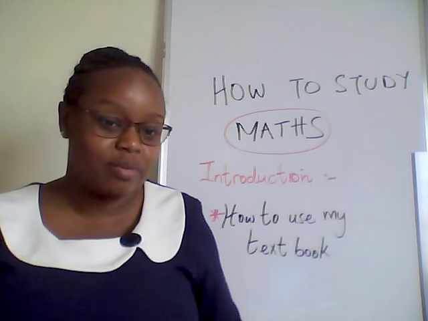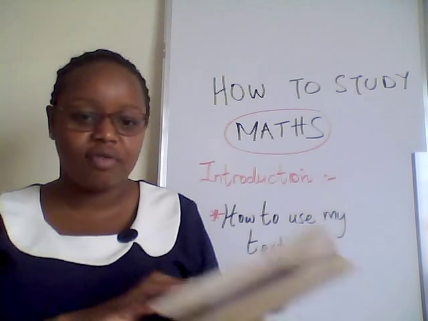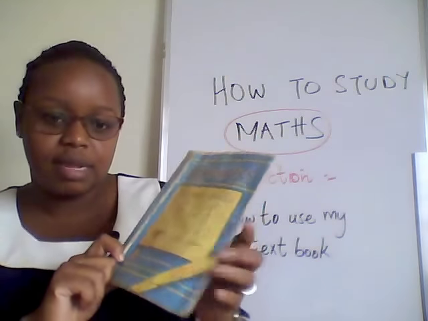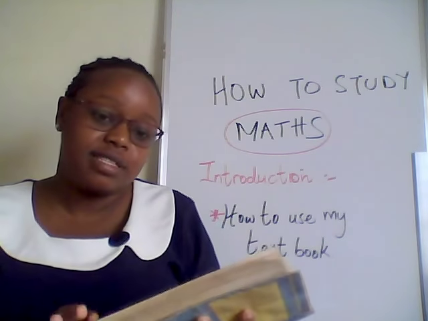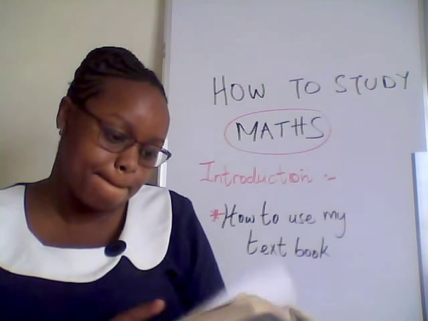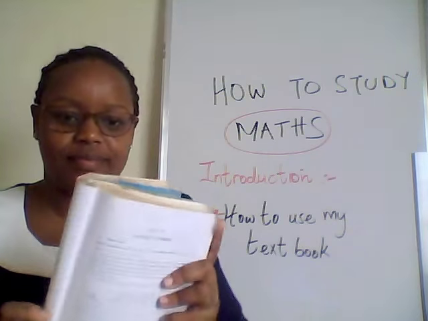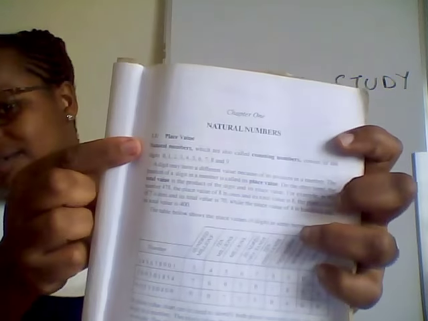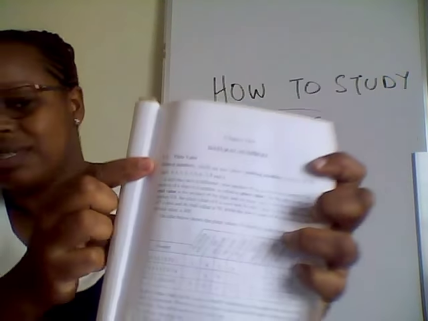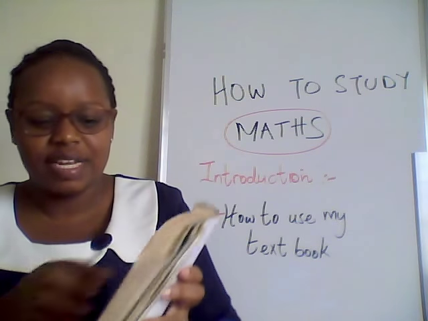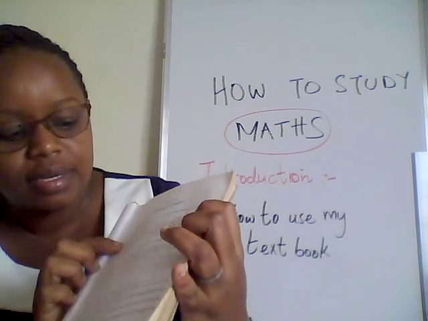Let's look at a Form 1 book. So I have one here, a common book which we have used in maths, KLB book 1. So the first topic, natural numbers, and actually see place values. Where did we see place values? And even the definition for place values. Look at this.